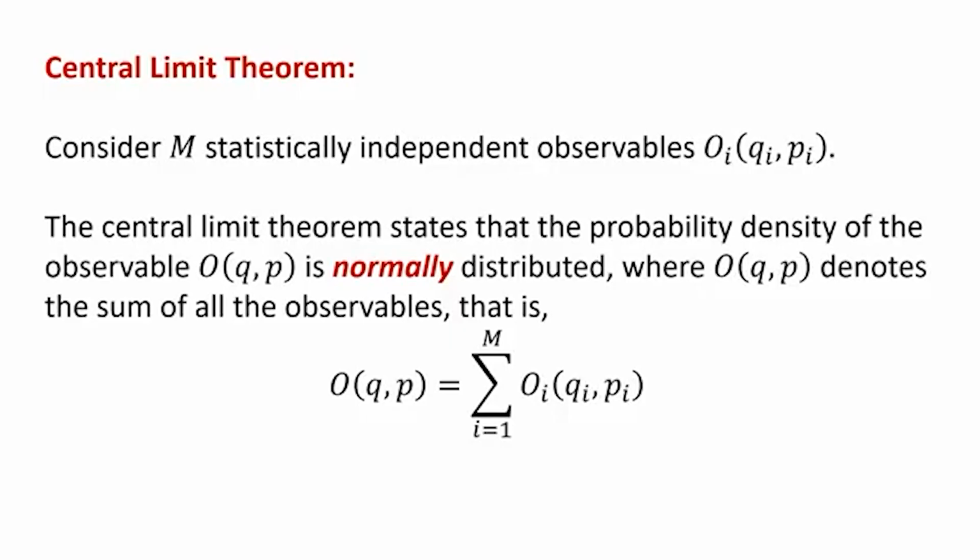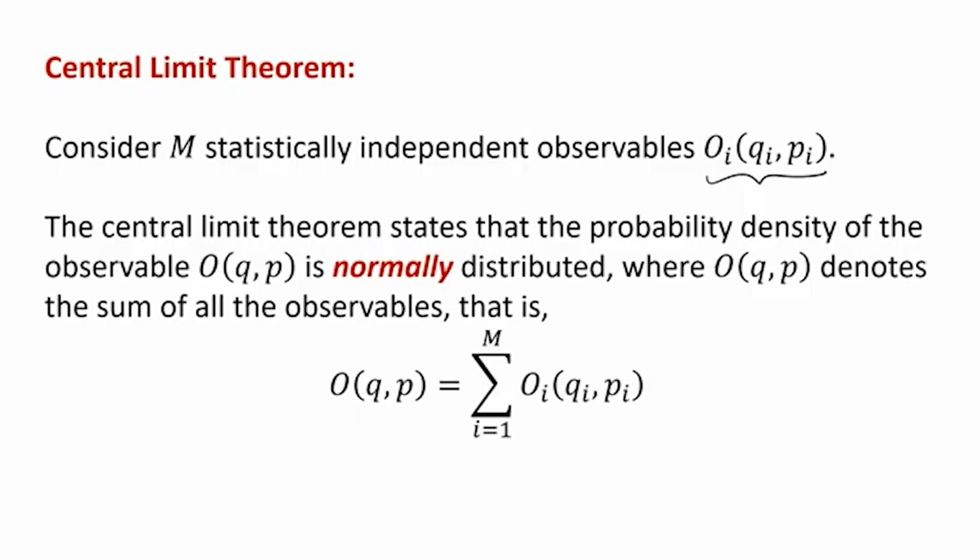Okay. So, we will carry out some very important calculations, but before that let me give you a glimpse of what is called the central limit theorem. I will not go into details of that, just give you the statement and tell you what a normal distribution is. So, the central limit theorem states something. You consider m statistically independent observables, which are O i, and then the theorem states that the probability density of the observable O(q,p) is normally distributed.